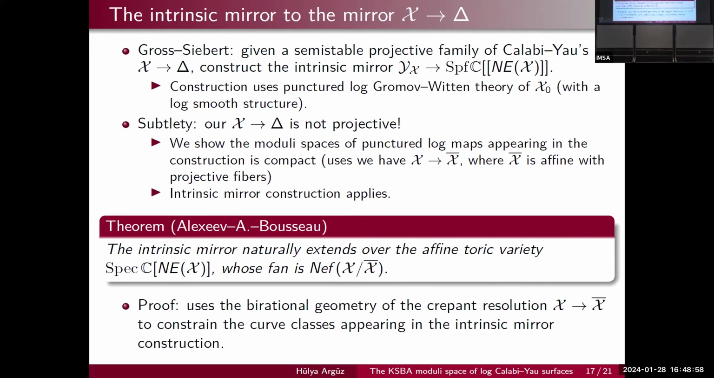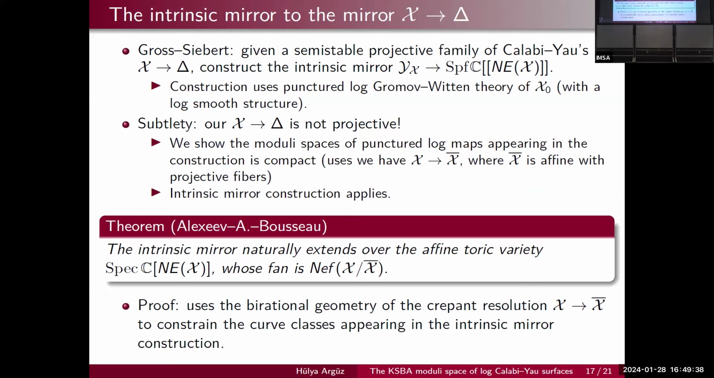To run the Gross-Siebert intrinsic mirror symmetry, here is the upshot. When you have a projective family of Calabi-Yau, Gross-Siebert provides an intrinsic mirror symmetry construction, which constructs a mirror family over Spec formal C double brackets of the cone. This construction uses punctured log Gromov-Witten invariants of Abramovich, Chen, Gross, Siebert, which give the structure constants. So your mirror family is going to be given by an algebra of theta functions. The structure constants will be punctured invariants.